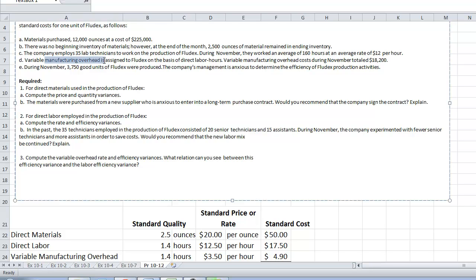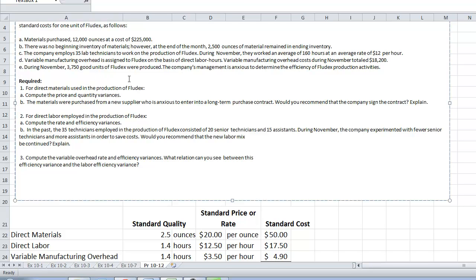The variable manufacturing overhead was assigned on the basis of direct labor hours. Variable overhead costs for November totaled $18,200. During November, 3,750 good units of Fluidex were produced. The company's management is anxious to determine the efficiency of Fluidex production activity.